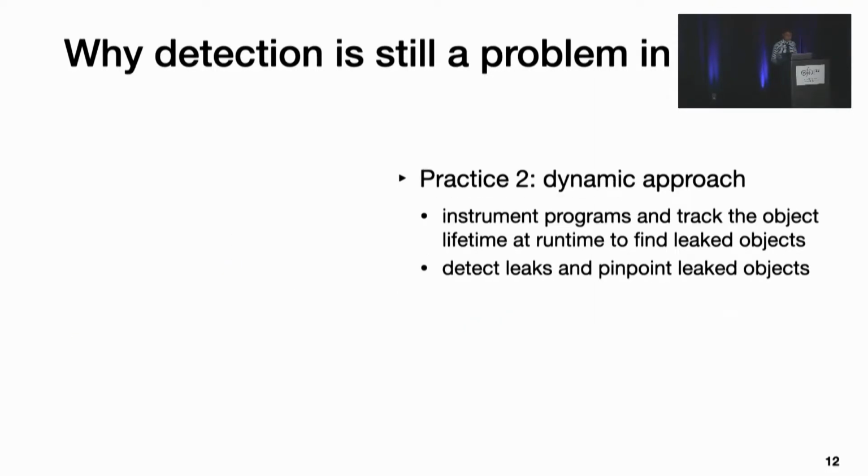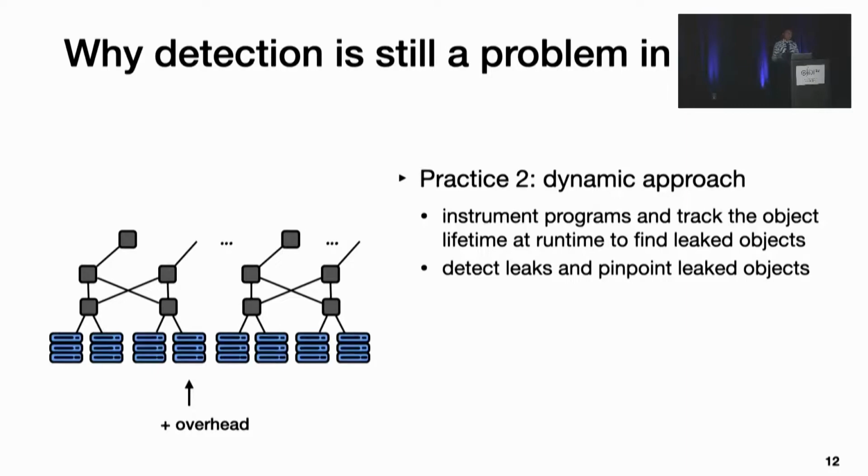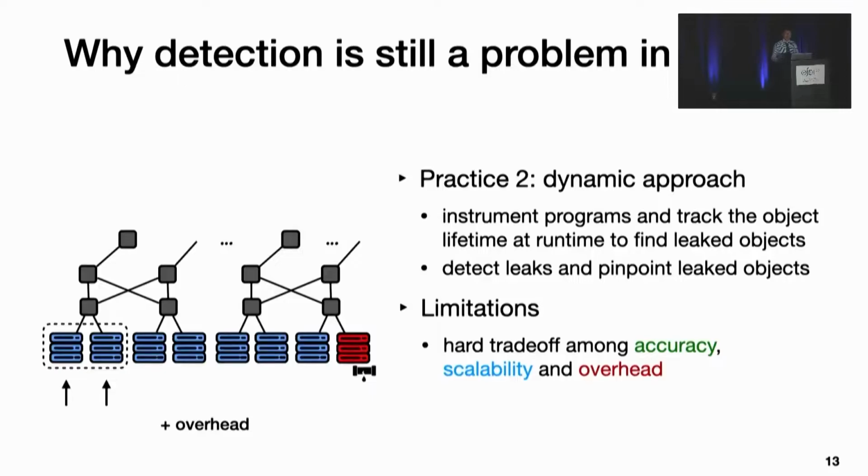The dynamic approach is more promising, which essentially instruments the program and tracks object lifetime. It both detects the leak and pinpoints what is leaked. But instrumentation adds much overhead. We cannot afford adding such overhead on all hosts. To lower overhead, scalability is often sacrificed, which brings the risk of missing a detection. Practitioners need to make a hard trade-off between accuracy, scalability, and overhead.